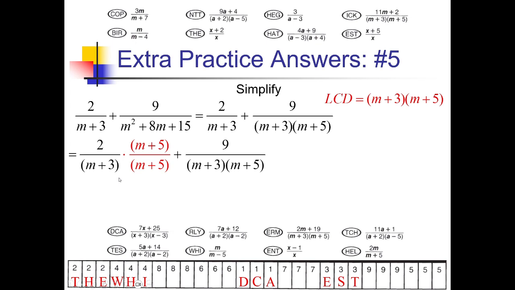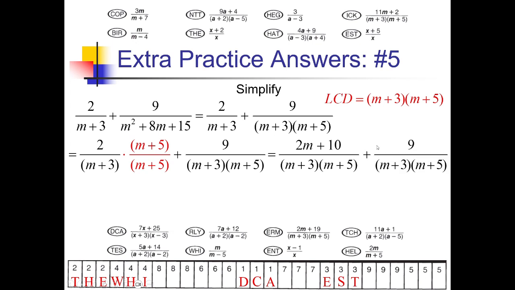Back to the first fraction, let's distribute that now. So 2m plus 2 times 5 is 10. And then we have m plus 3, m plus 5 down there. Second fraction, let's just keep that the way it is for now. And now adding these together, I have my common denominator of m plus 3, m plus 5. 2m doesn't get combined with anything, but 10 plus 9 can get combined. That's 19, so 2m plus 19.